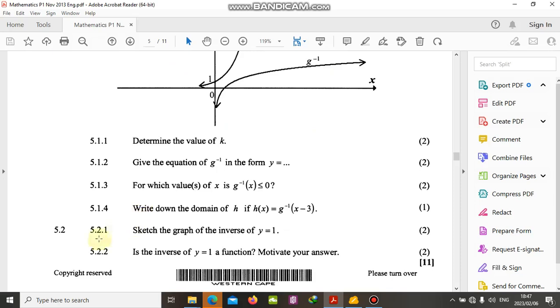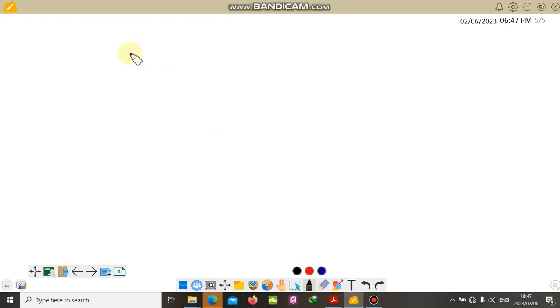So 5.2.1 says: sketch the graph of the inverse of y equals 1. Let us first start by writing y equals 1. What do we do, guys, when we find the inverse? The first step is to swap x and y. So in this case, let us do the swap. We have y, we swap it with x, equals 1.